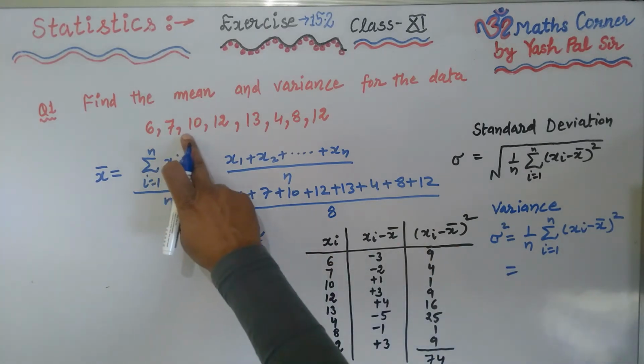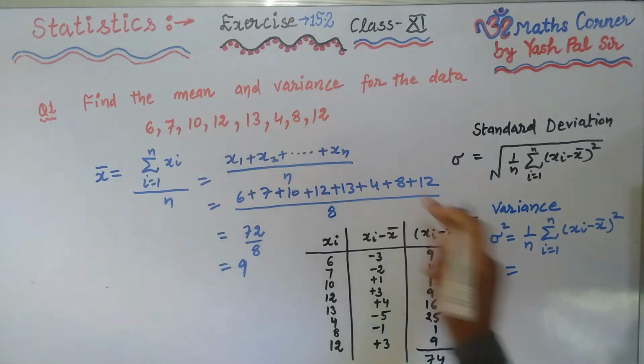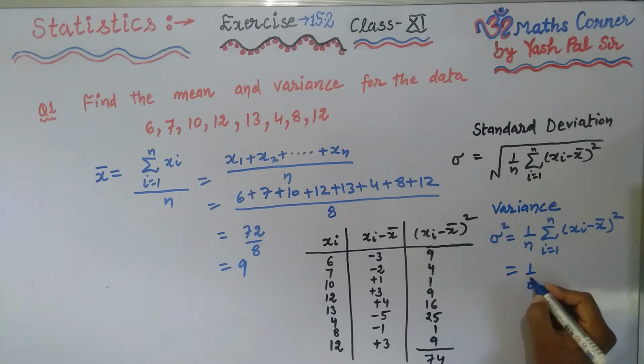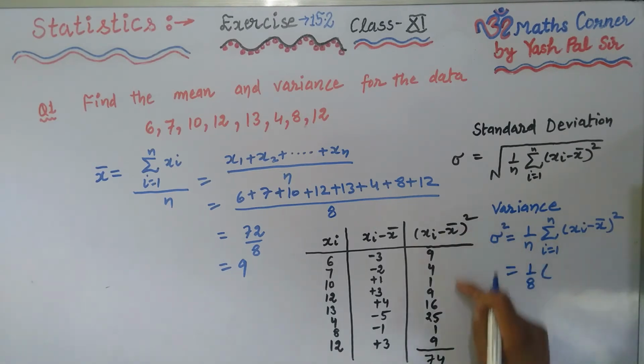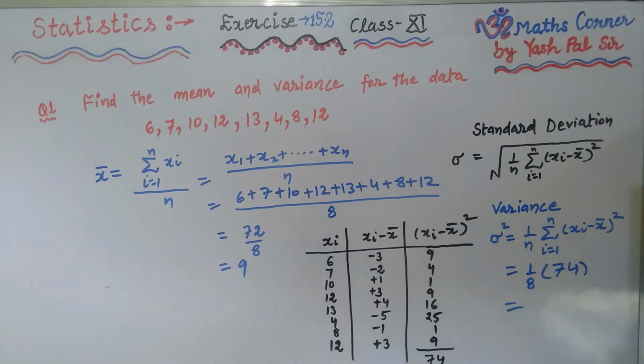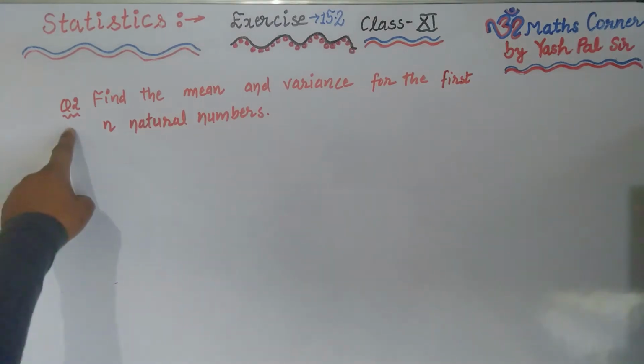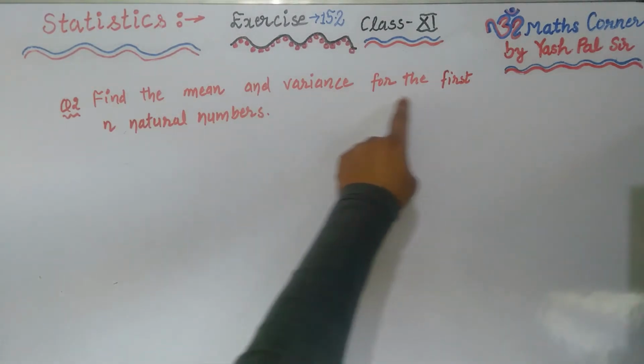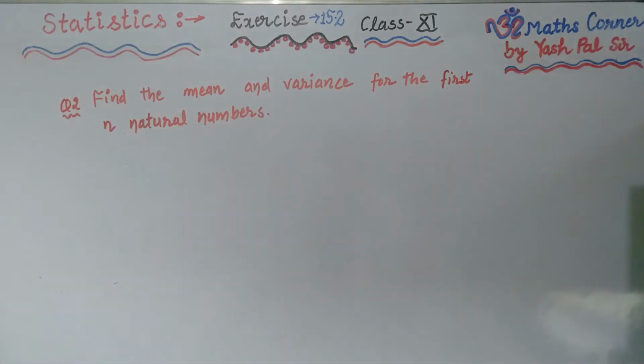So what is n? n means 1, 2, 3, 4, 5, 6, 7, 8. So this is 1 upon 8 into this summation, which is 74. 74 divided by 8 is 9.25. So this is the variance. This was question number 1. Now question number 2: find the mean and variance for the first n natural numbers.